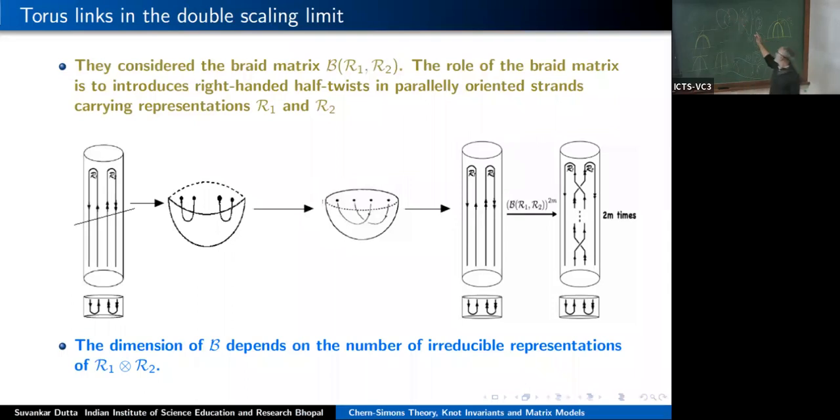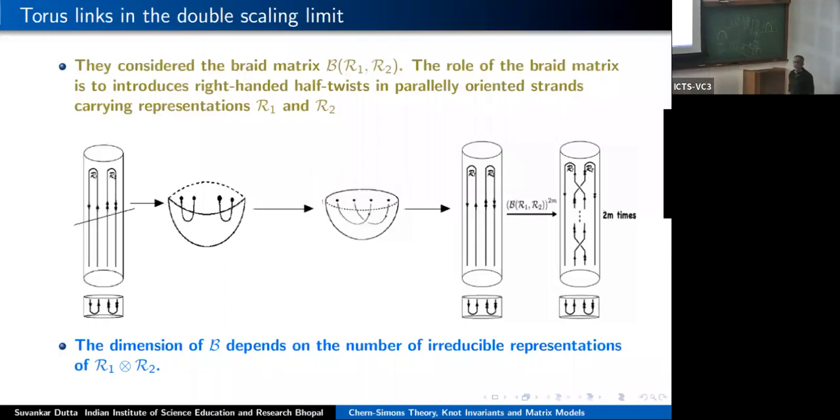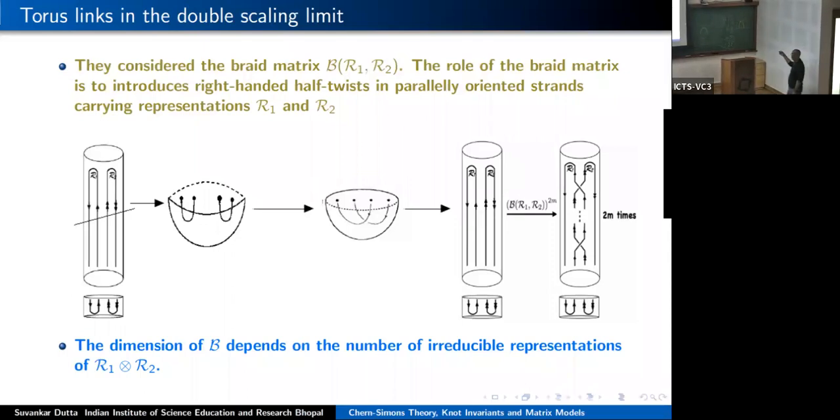Okay. And in this case, you have to do the braiding twice. That means m equals 1. Here I am writing the braiding, I am doing 2m times. So therefore, m equals 1 will give me the Hopf link. If you do more than 2, then you will get different kinds of torus links.